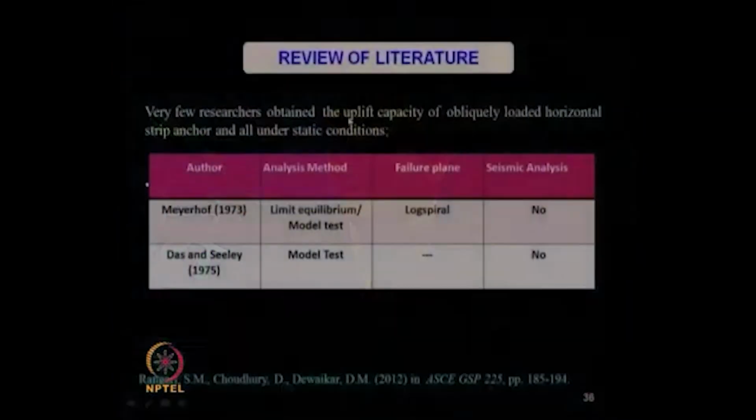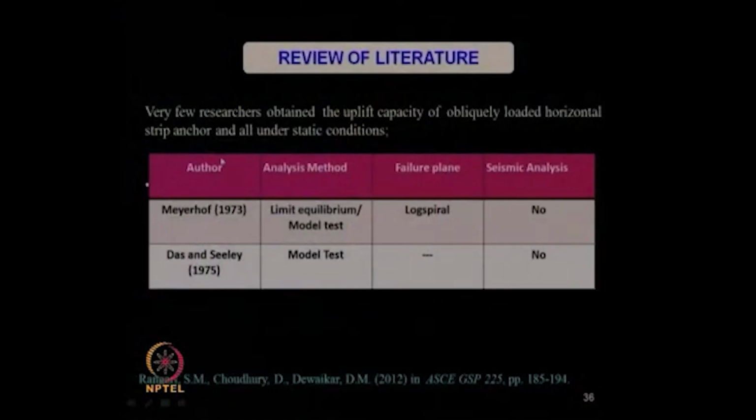For this obliquely loaded horizontal strip anchor, even under static condition, very few researchers have worked in this area, though there is a lot of application of this problem, as I have already shown. Like Meyerhof, in 1973, he proposed a limit equilibrium method, and he also showed model test results. For the limit equilibrium method, he used a log spiral failure mechanism, and it was a static case. So, there is no seismic analysis.